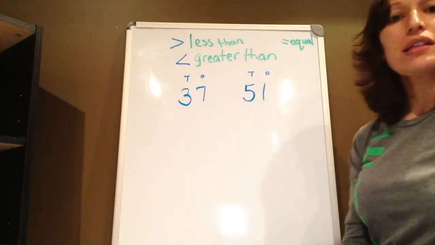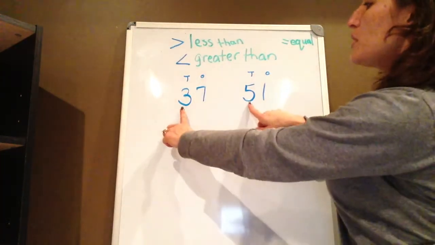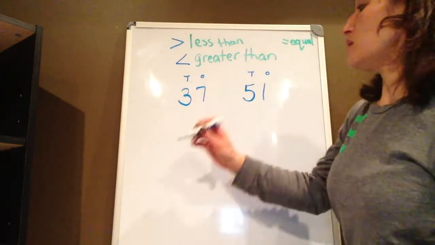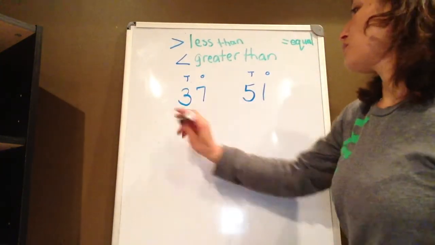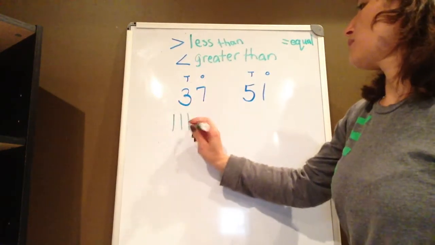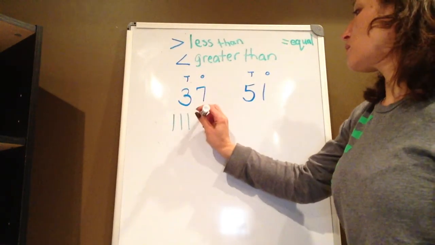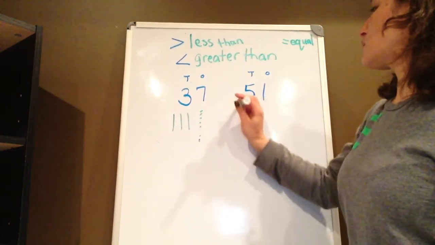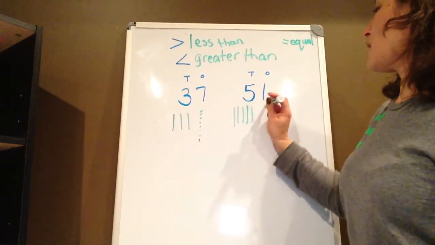In this number, it gets a little trickier. If you start with your tens place value, you can see that this number has 3 tens, so let's draw that, and 7 ones, 5 tens, and 1 one.